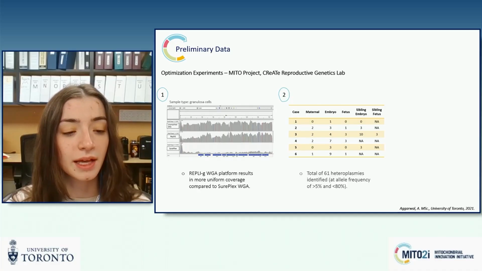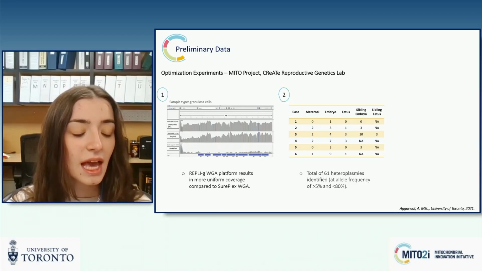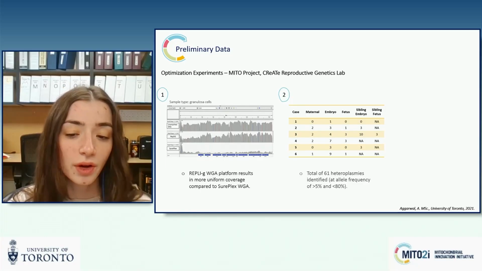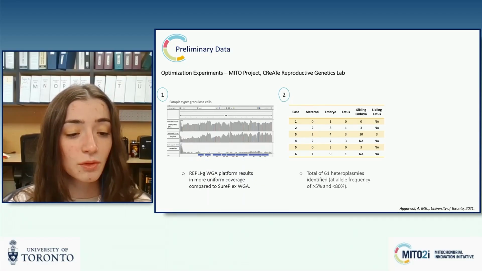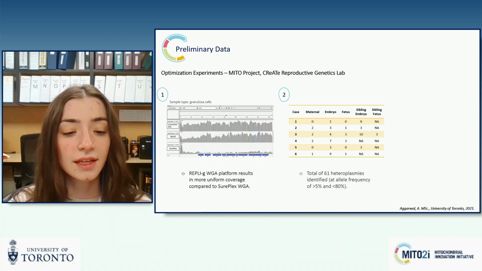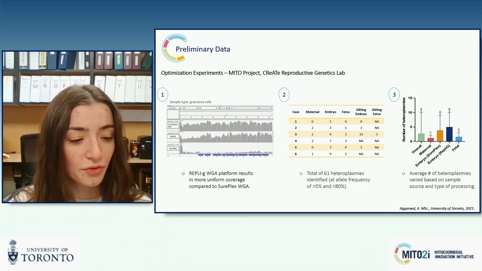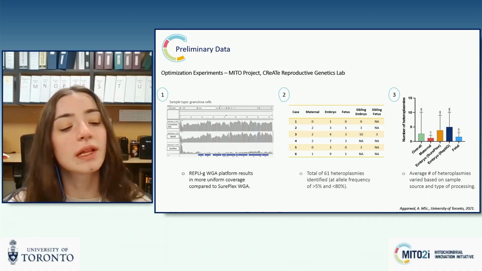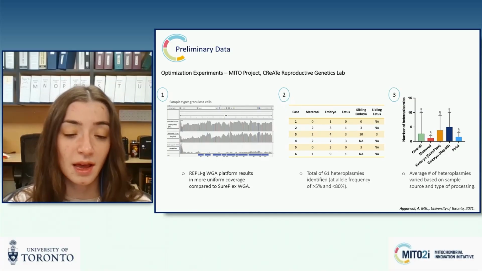This pipeline was then applied to a cohort of 6 familial cases consisting of maternal genomic DNA, embryonic WGA DNA, and placental genomic DNA from miscarriage. Across the 6 cases, there was a total of 23 samples, and a total of 61 heteroplasmies were identified at allele frequency between 5 and 80%. Additionally, it was also found that the average number of heteroplasmies varied based on the sample source, as well as the type of processing, so whether it was unamplified genomic DNA or amplified embryonic DNA.